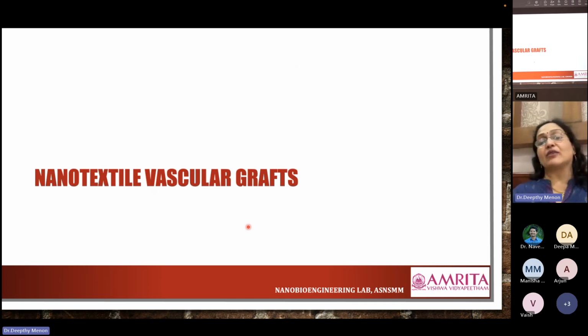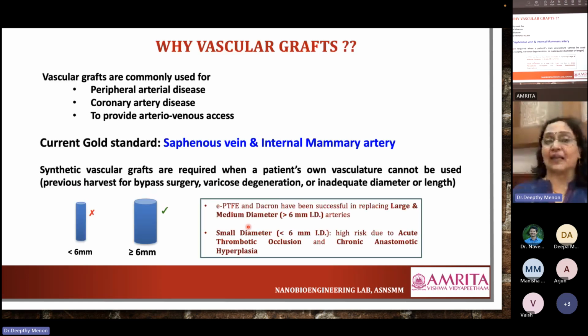Another story is that of nanotextile vascular grafts. Cardiovascular thoracic surgeons use vascular graft for bypassing. You know, vein is cut from your leg. It is called as a saphenous vein, and it can be from the internal mammary artery, and bypass is normally done. But this will work perfectly normally. But in many patients, it's very difficult to get the saphenous vein and internal mammary artery. So the best substitute is synthetic vascular graft.